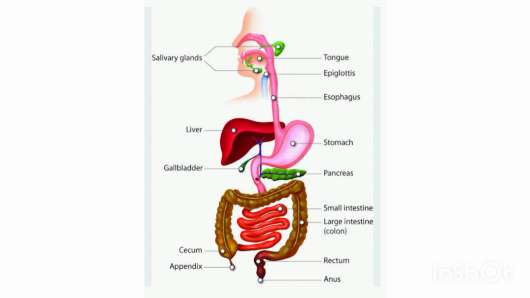So the digestion in human beings takes place in the alimentary canal, which is basically a long tube extending from the mouth to the anus. As human beings are complex organisms, they also have a very complex nutrition system.